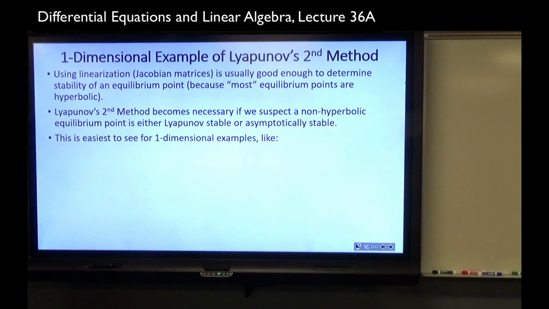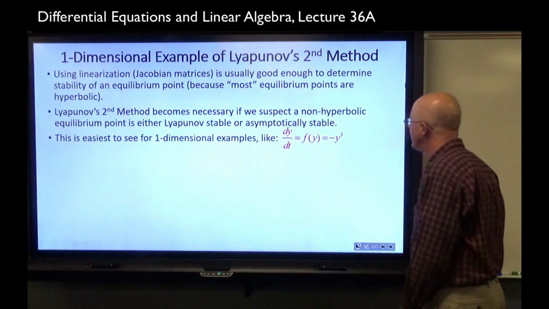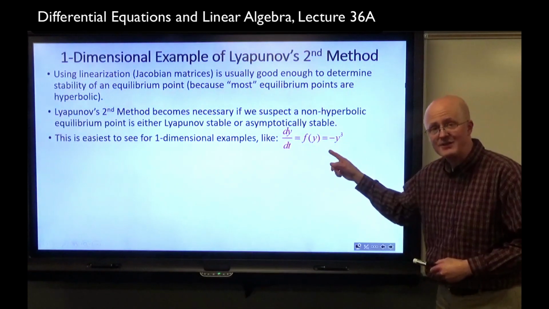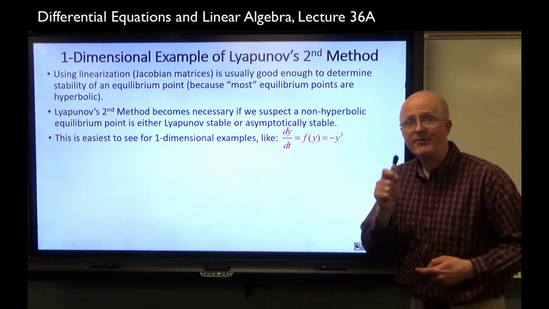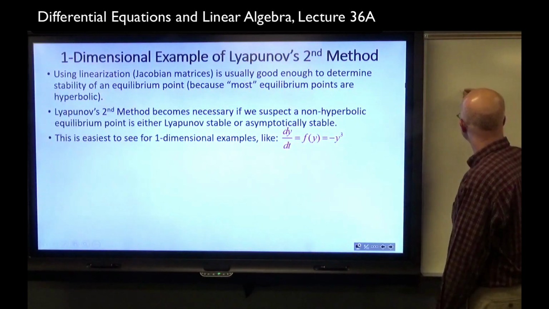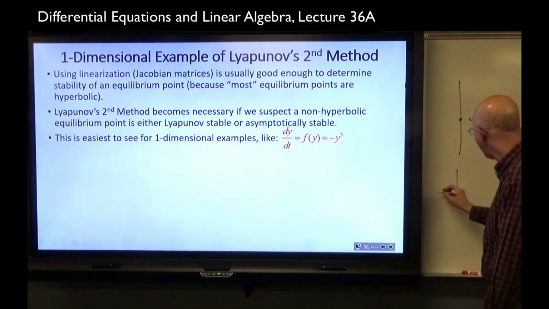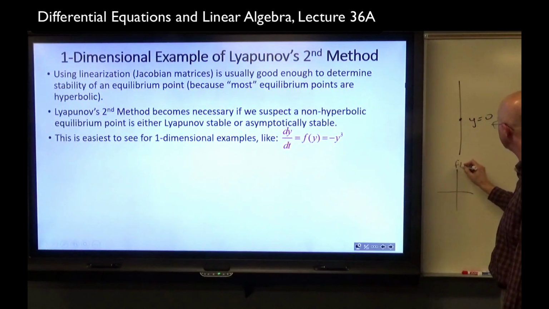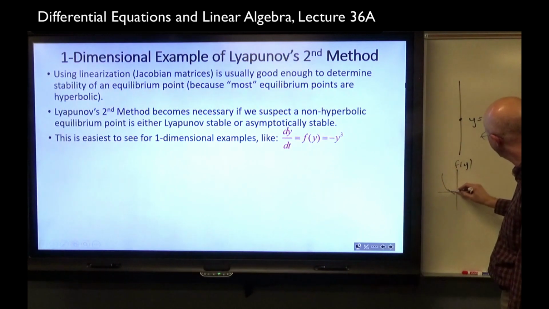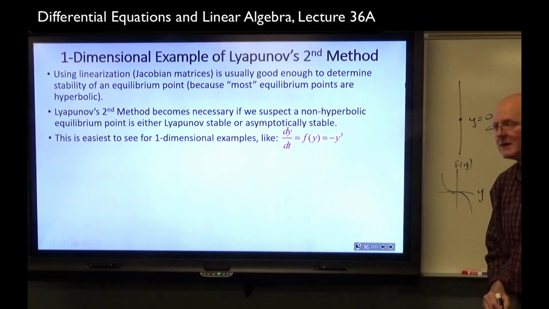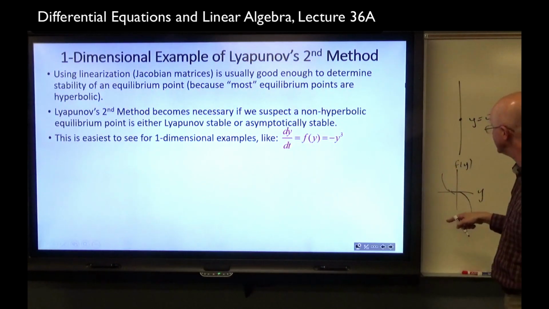This is easiest to see for one-dimensional examples, like this one. dy/dt is negative y cubed. Going back to chapter 1, that's an autonomous first order scalar equation. You can make a phase line for it. It's got one equilibrium point at y equals 0. If you graph the right-hand side function, f of y as a function of y, its graph looks like this. Negative y cubed. It does change sign from positive to negative as y increases through 0.